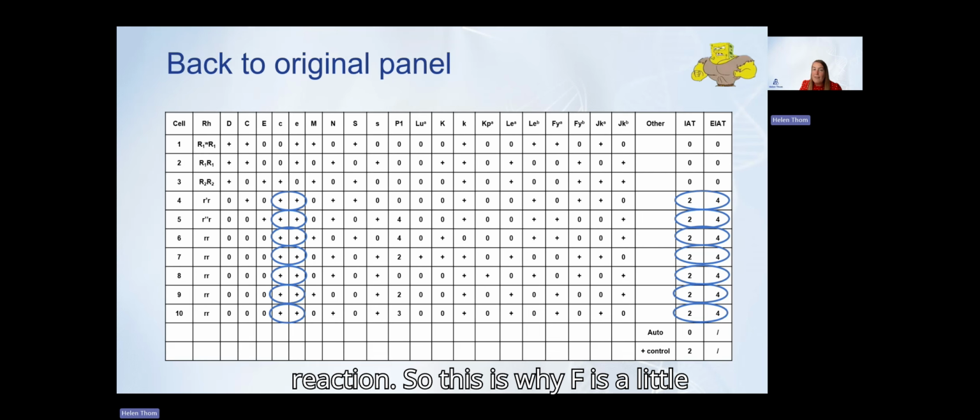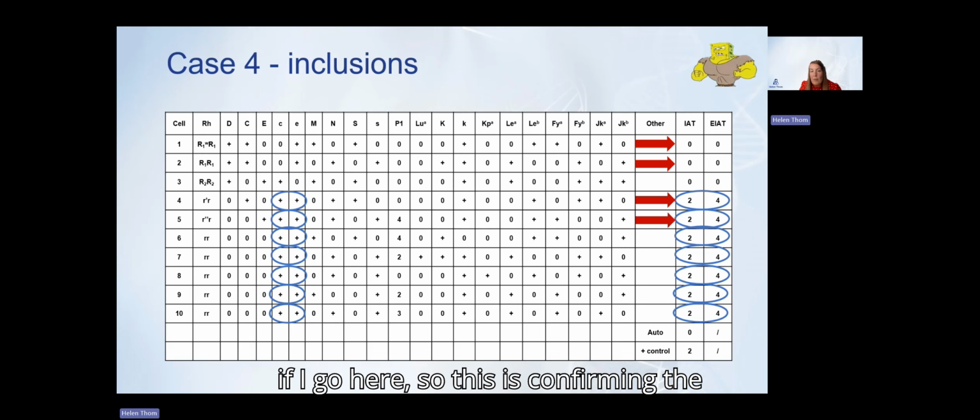So this is why F is a little pesky one, because it kind of looks like a little c, but it's not, because you can actually exclude the little c, because cell 4, if I go here, is confirming the anti-F. So you've got 2 positive examples and 2 negative examples of the anti-F.